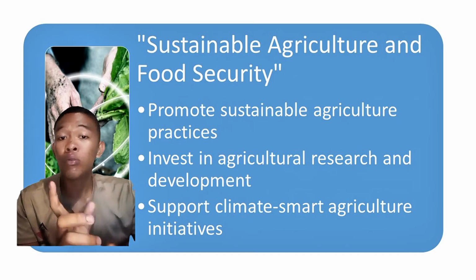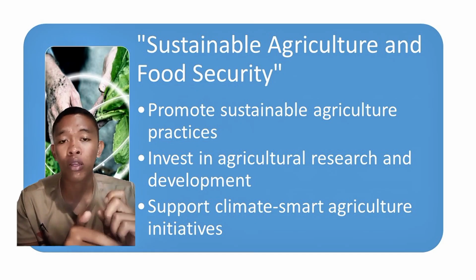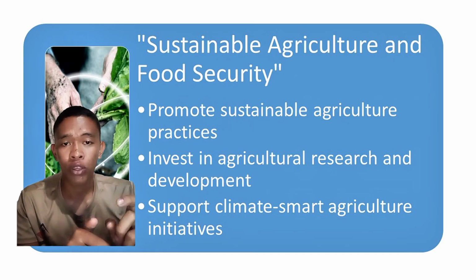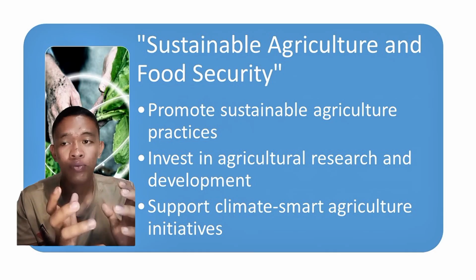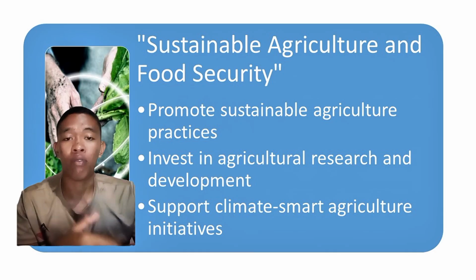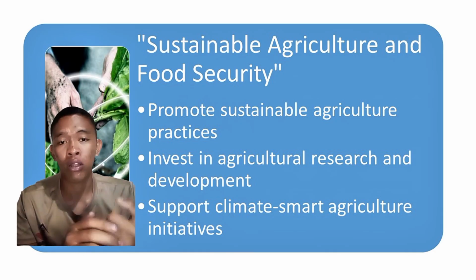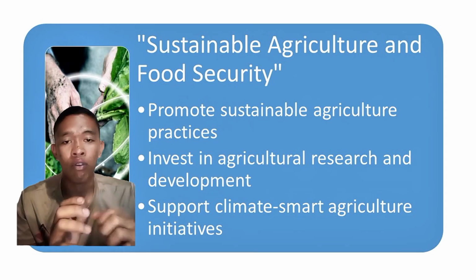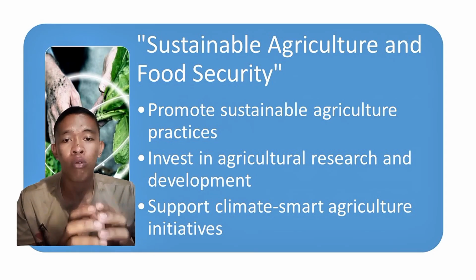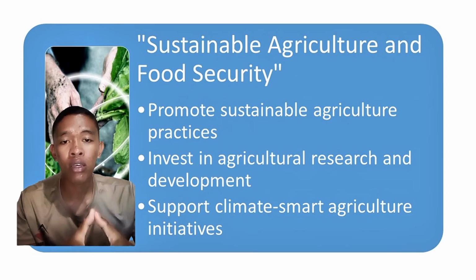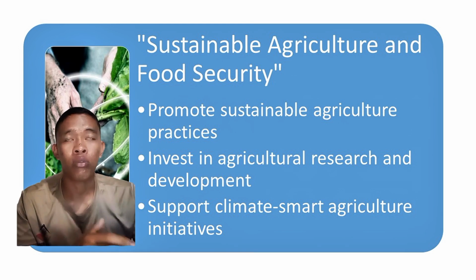Number two is invest in agricultural research and development. So it is the main job of the government. For agricultural research, the government should help the farmers to have more knowledge about the crops that they would plant. And for agricultural development, the government should help the farmers.